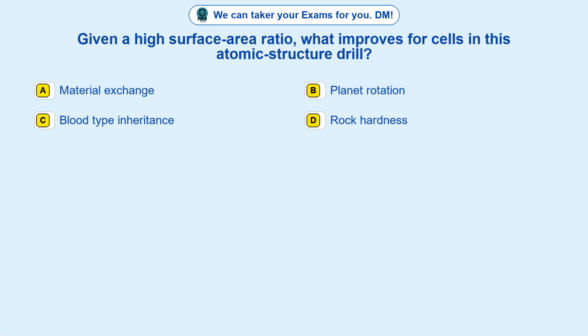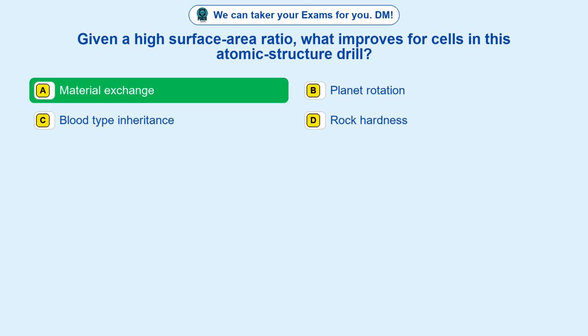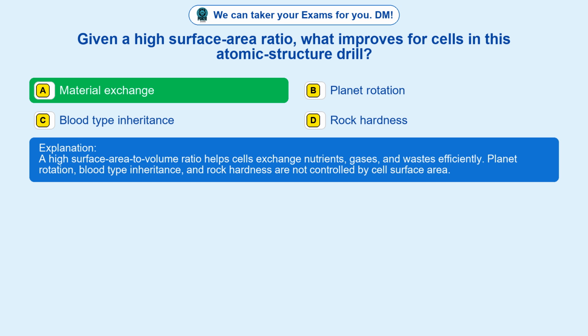Question 26. Given a high surface area ratio, what improves for cells in this atomic structure drill? Option A, material exchange. Option B, planet rotation. Option C, blood type inheritance. Option D, rock hardness. The correct answer is option A, material exchange. A high surface area to volume ratio helps cells exchange nutrients, gases, and waste efficiently. Planet rotation, blood type inheritance, and rock hardness are not controlled by cell surface area.